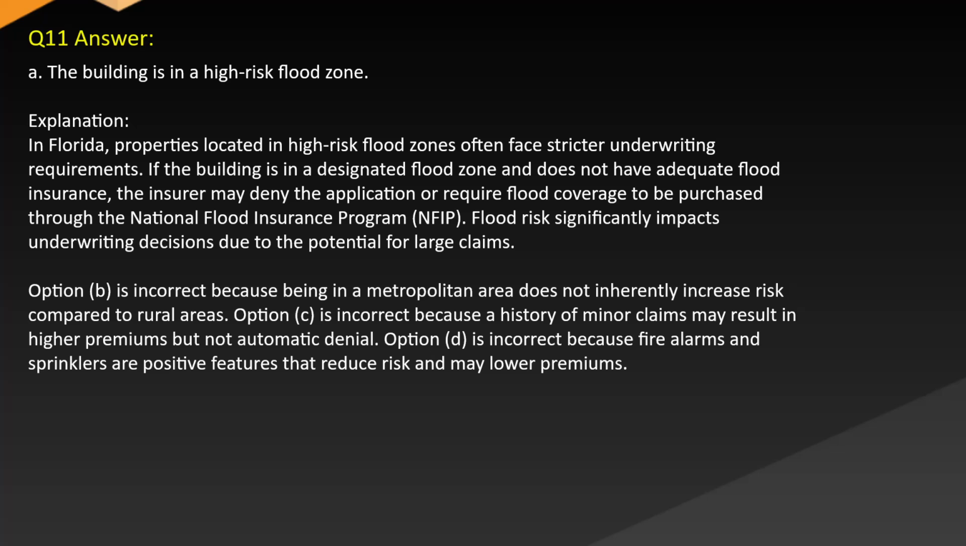Option B is incorrect because being in a metropolitan area does not inherently increase risk compared to rural areas. Option C is incorrect because a history of minor claims may result in higher premiums, but not automatic denial. Option D is incorrect because fire alarms and sprinklers are positive features that reduce risk and may lower premiums.